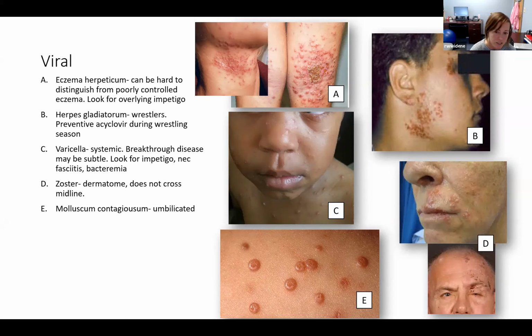And then classically in your textbooks and your boards, the lesions of varicella, of chickenpox, are going to be in different stages. And it's respiratory and contact, airborne and contact precautions. What's the organism you have to worry about getting secondarily infected with if you have varicella?